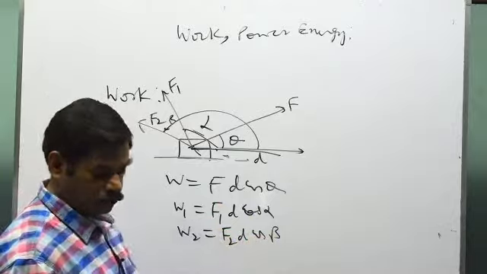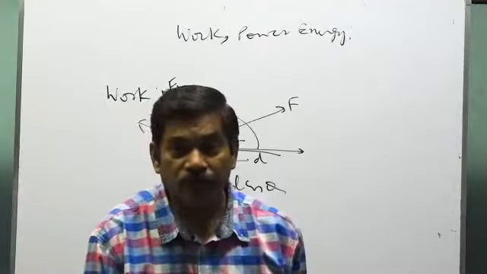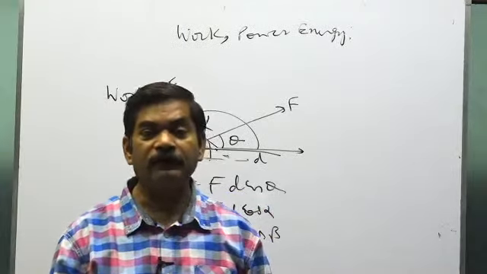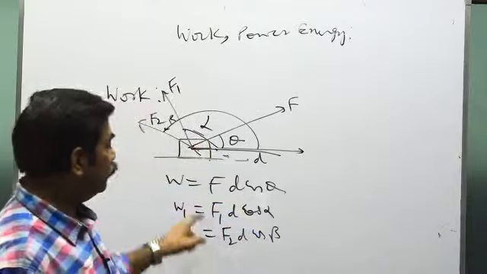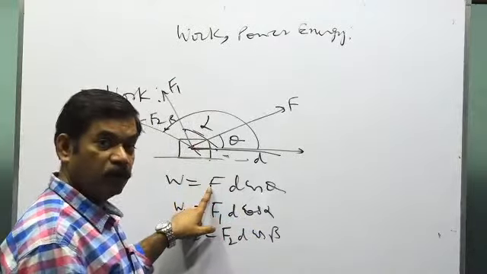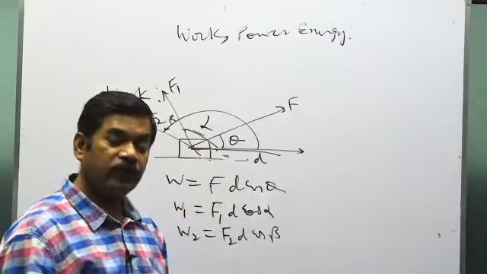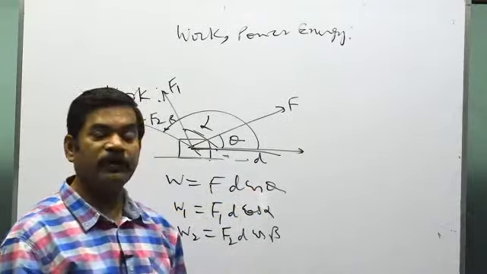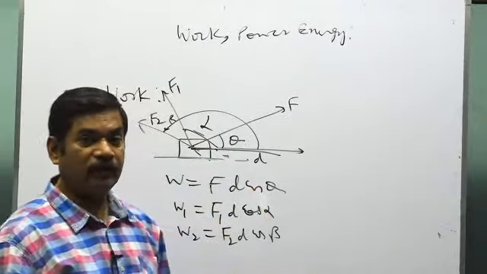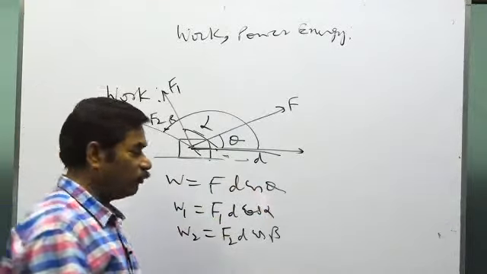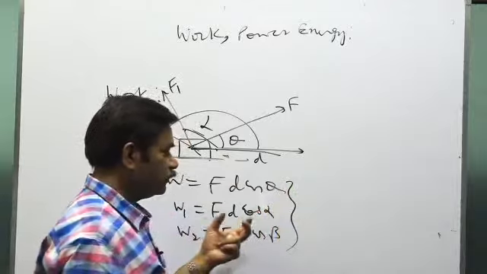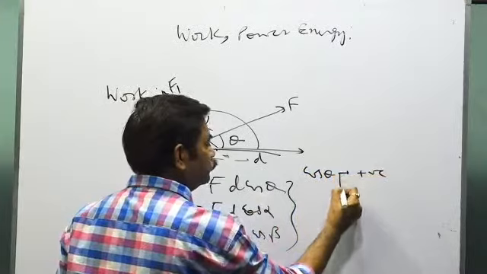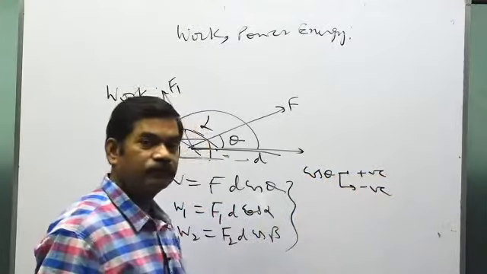So when they ask you to calculate the work done by a force, consider that force into the total displacement of the body into the cos of the angle between the force and the displacement, and you'll get the work done. And make one more thing clear from here: cos theta could be positive or negative.